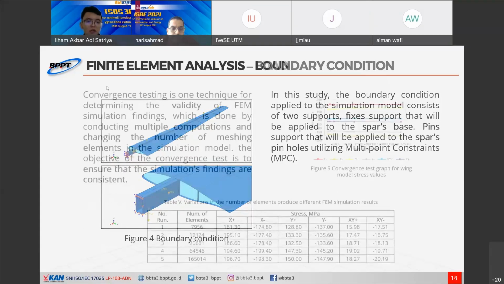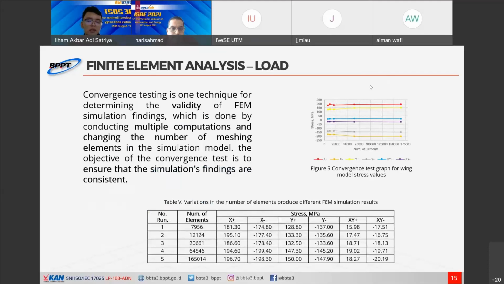And then to make sure our analysis is good enough and valid enough, we use convergence testing. Convergence testing is a technique to determine the validity of the finite element analysis by running several numbers of elements, and we will make sure that the results are close enough, so we can make sure that our simulation has enough validity.